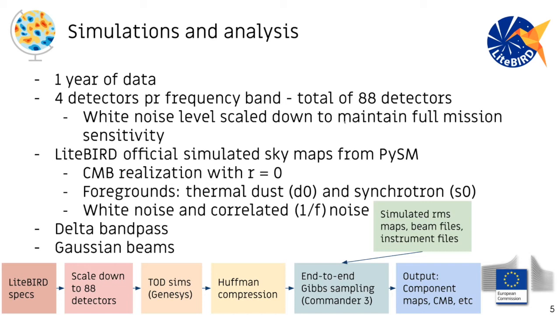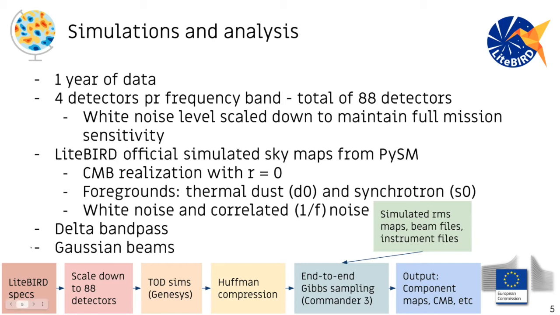And to maintain the full mission sensitivity, I scale down the white noise level. So although I have fewer years and fewer detectors, I still have the same sensitivity as the full mission will have. This is important to get the correct component separation results. I use, as I said, PySM maps created by the LiteBIRD collaboration. And I have CMB maps with no B modes, r equals 0, and thermal dust and synchrotron foregrounds with homogeneous spectral indexes. And then I have simulations with just white noise and correlated noise. As this is not meant to be a realistic instrumental model, but more like a toy model to see how this works, I use delta bandpasses and a Gaussian beam.